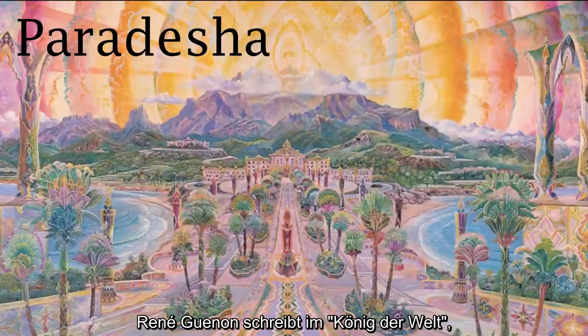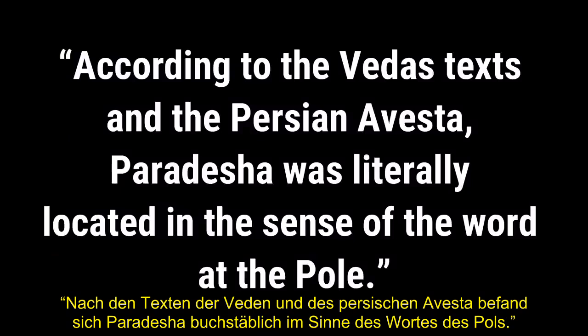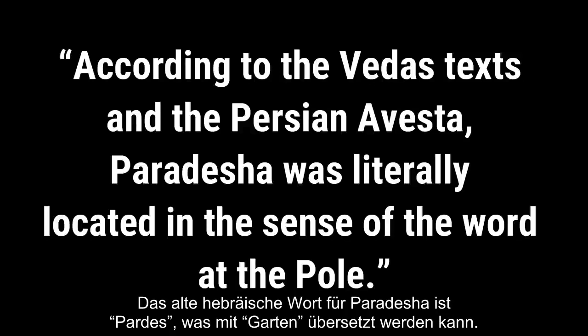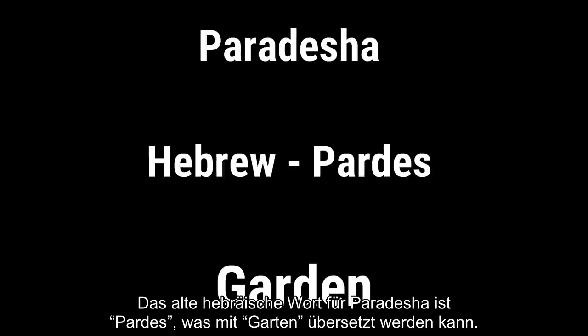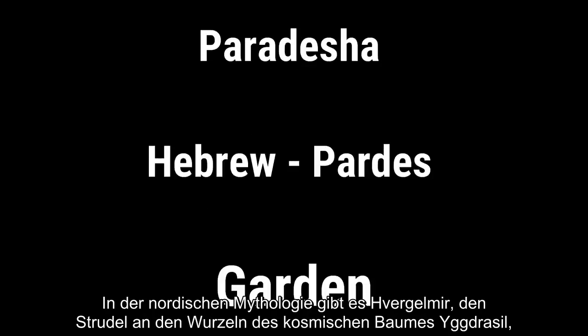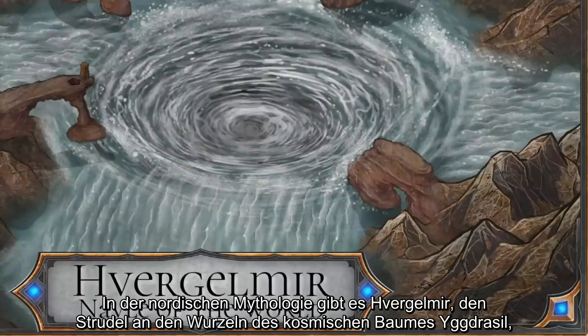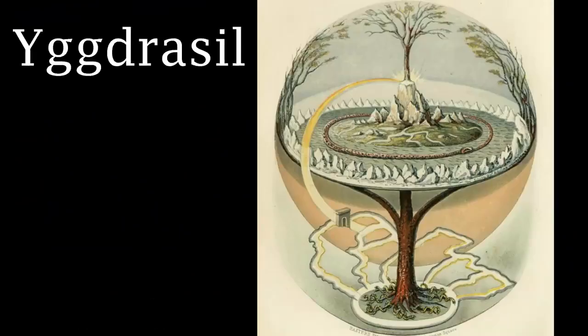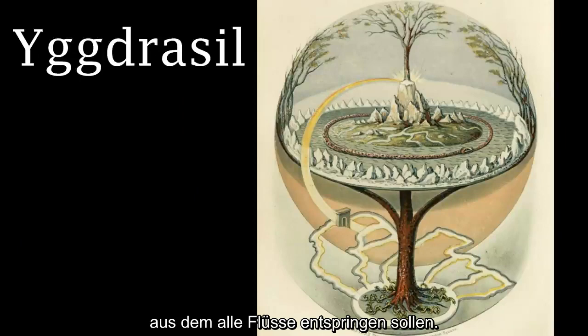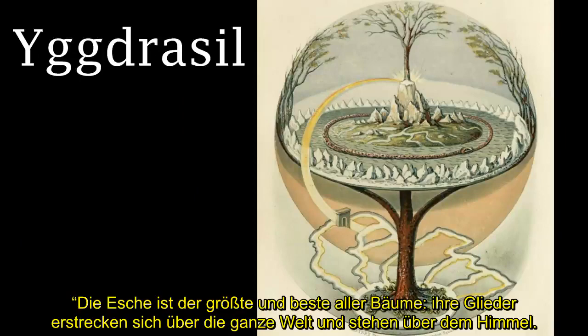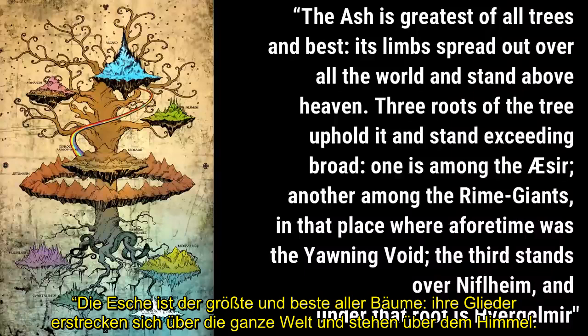René Guénon in The King of the World writes, according to the Vedas text and the Persian Avesta, Paradisha was literally located in the sense of the word at the pole. The ancient Hebrew word for Paradisha is Pardes, which translates to garden. In Norse mythology, we have Vergelmir, the whirlpool at the roots of the cosmic tree Yggdrasil, where we are told all rivers flow from.